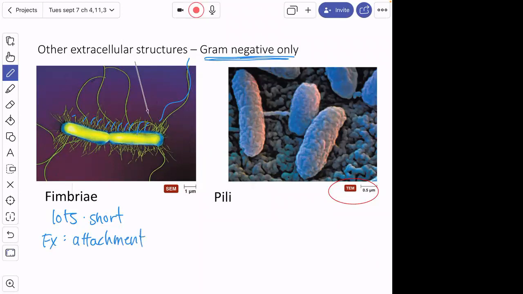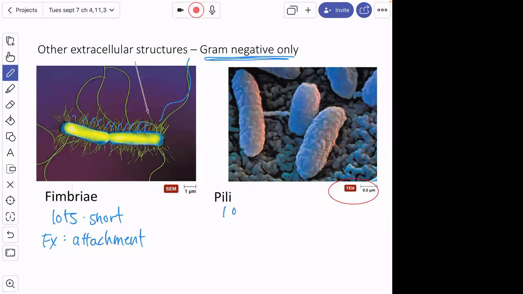Okay, so for example, E. coli has lots and lots of fimbriae so that it can stay attached to the endothelial cells of our large intestine. Okay, that's the cells that it gets nutrition from and what's passing through our large intestine as well. But without those fimbriae, it would just get washed out of our body. So it needs those for attachment.